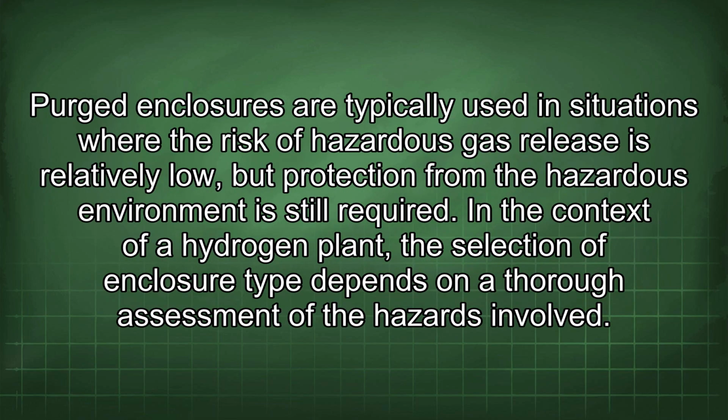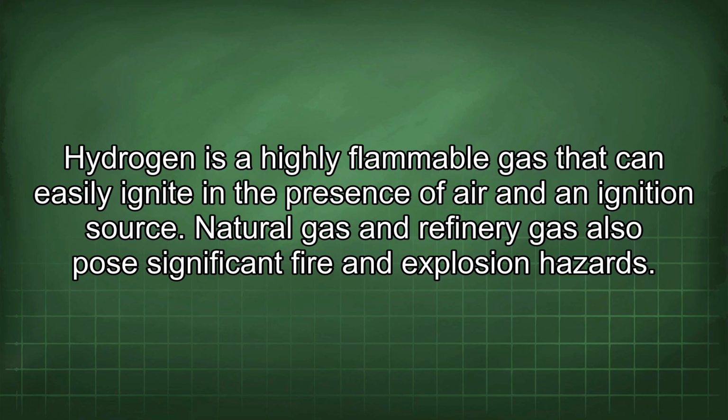Purged enclosures are typically used in situations where the risk of hazardous gas release is relatively low, but protection from the hazardous environment is still required. In the context of a hydrogen plant, the selection of enclosure type depends on a thorough assessment of the hazards involved. Hydrogen is a highly flammable gas that can easily ignite in the presence of air and an ignition source. Natural gas and refinery gas also pose significant fire and explosion hazards.